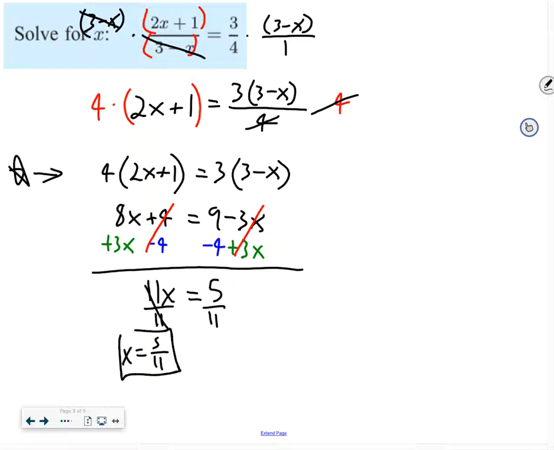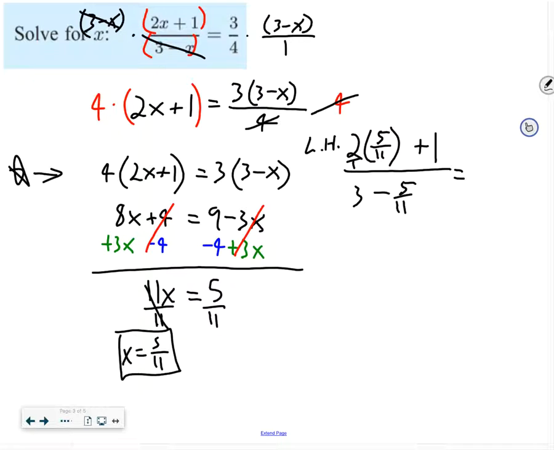Okay. Now, to check my solution. Right hand side is 3/4, so I need to check the left hand side. Okay, so I'm going to get 2 times 5/11 plus 1 over 3 minus 5/11. Okay, so first thing I'm going to do on the numerator is I'm going to multiply the 2 across.